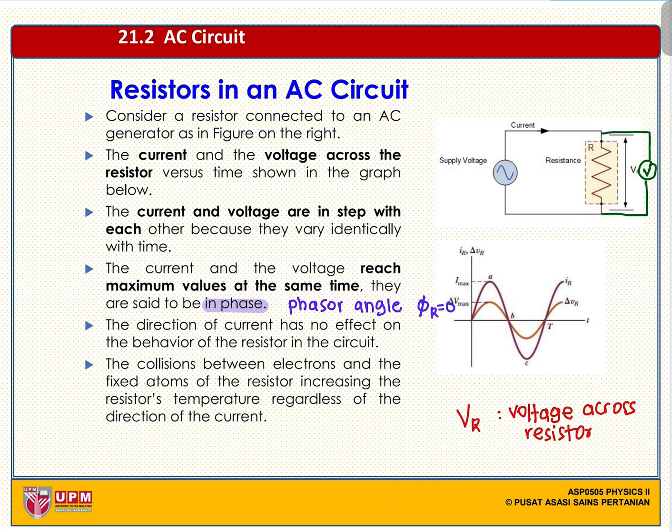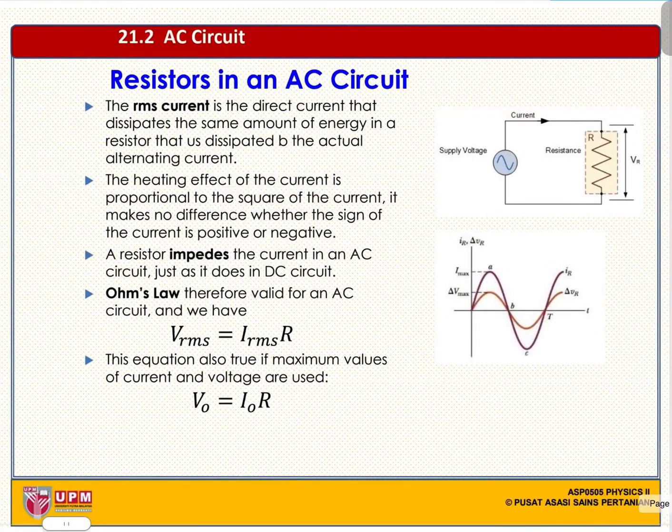So both direction, the collision between the electron and the fixed atom of the resistor increasing the resistor temperature. Walaupun dia direction of the current ke atas atau ke bawah, dia masih lagi akan increase the temperature. Resistor temperature increase meaning that you have power loss. Awak akan ada power loss.